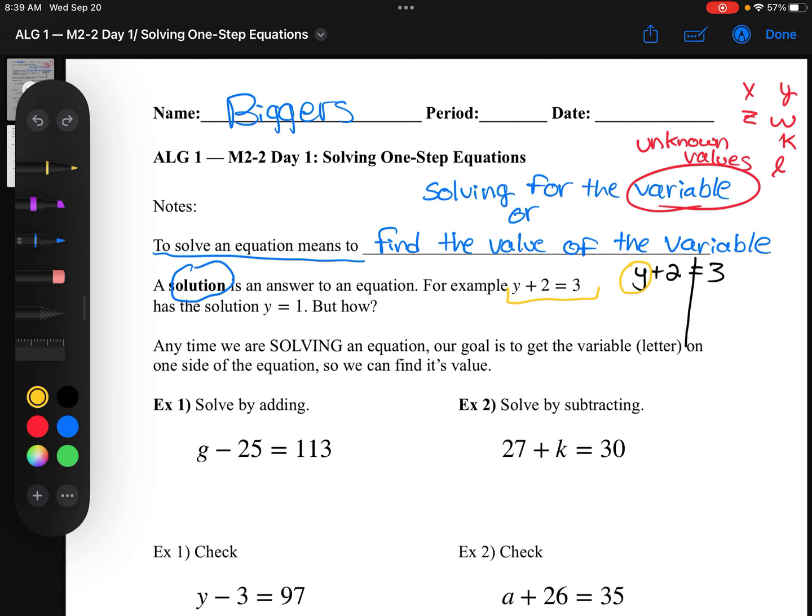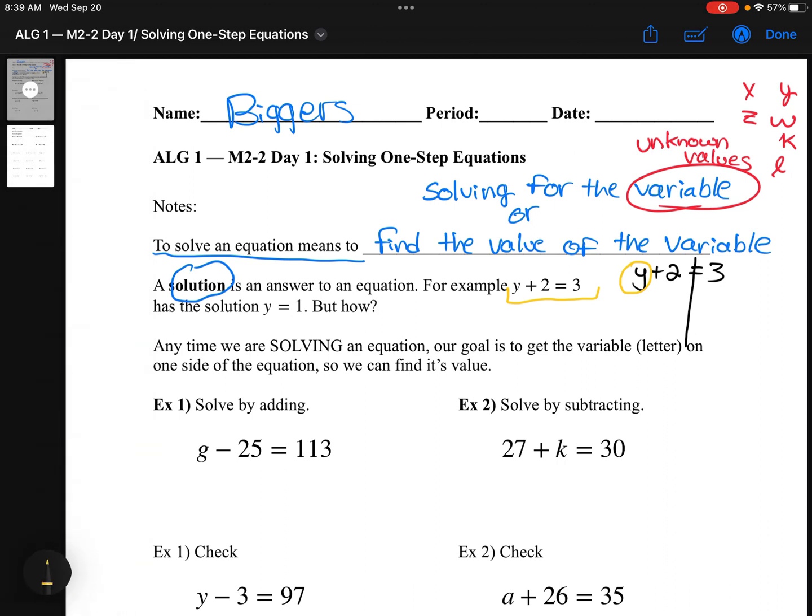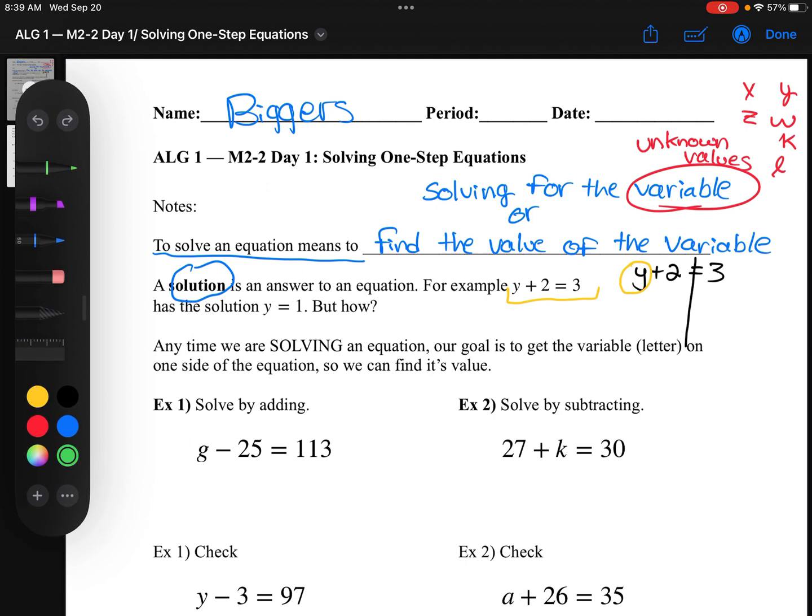So I have a y, and I'm adding 2 to it, okay? So I have to get rid of adding 2, and how can I do that? The opposite of adding a 2 would be to subtract a 2. So I have to subtract a 2 to this side.